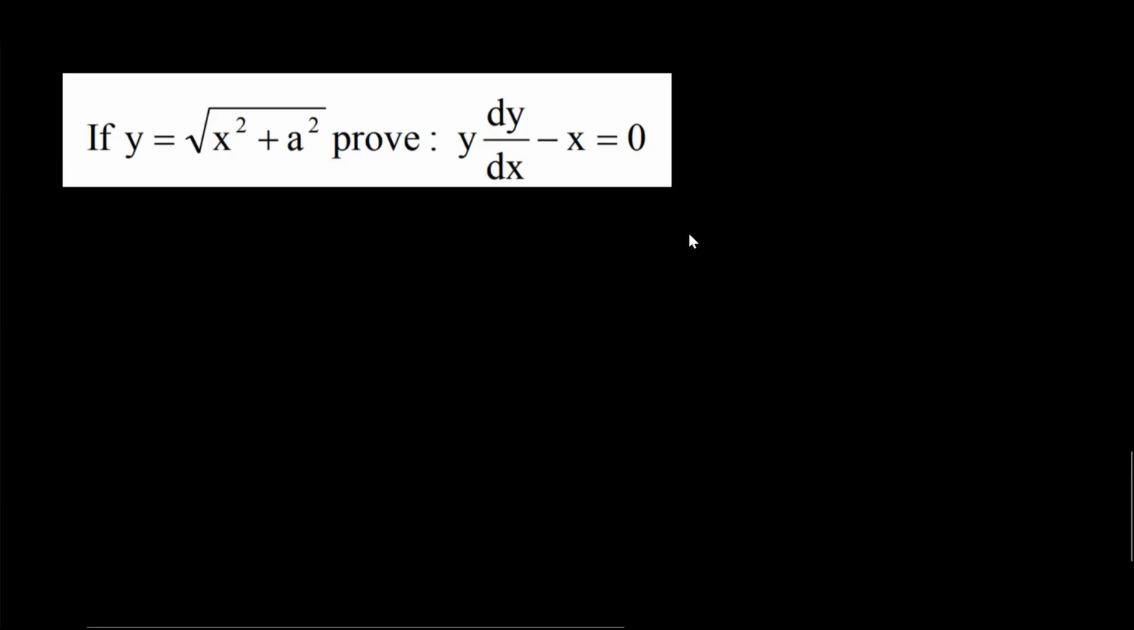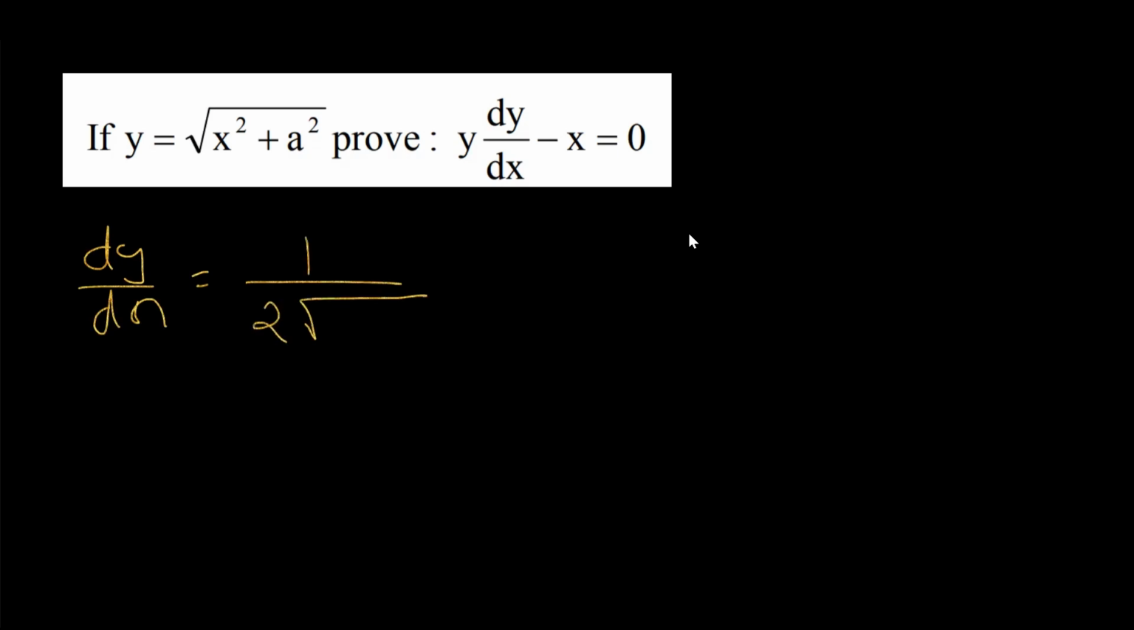Here in this question, we are given y as this, and we have to prove y multiplied by dy by dx minus x equals 0. So clearly we will be differentiating both sides with respect to x. It's going to give you dy by dx. And root x differentiation is what? 1 over 2 root x. And x is this whole thing, right? Keep in mind that this is x.